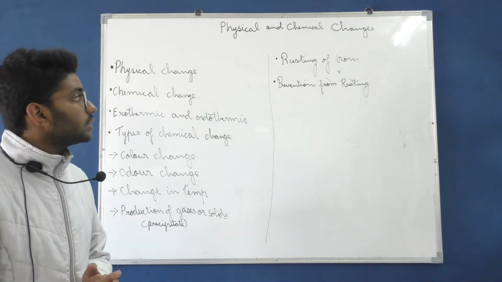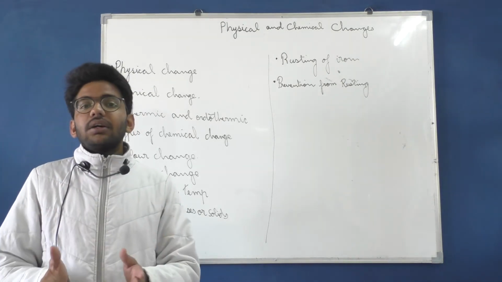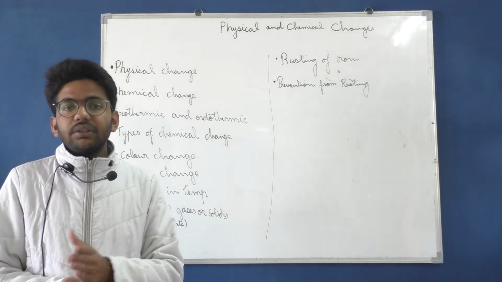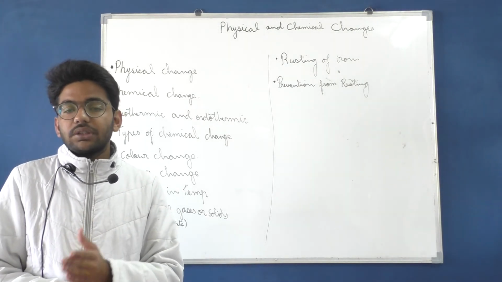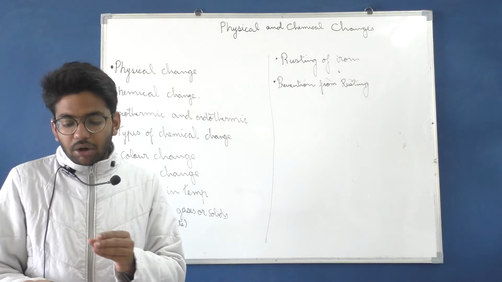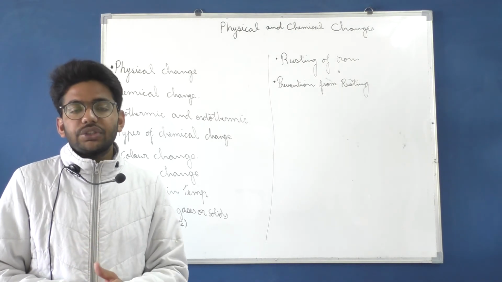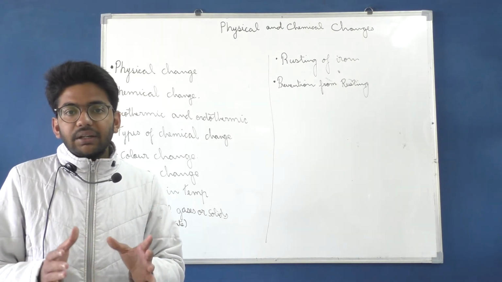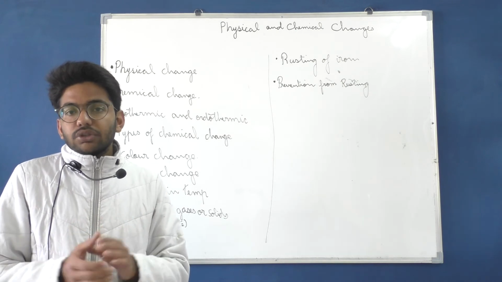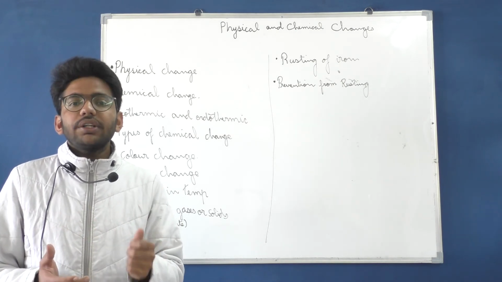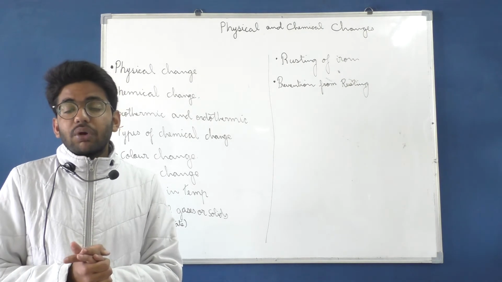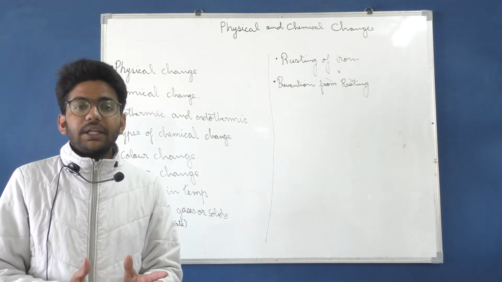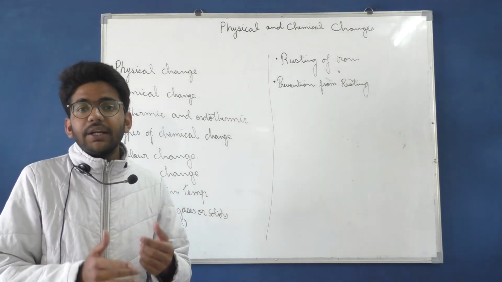Now what is rusting? If iron comes in contact with moisture and oxygen, then it forms rust. It eats away the metal. Oxygen and moisture both combine with iron and form rust. Rust is a reddish powder which is formed. Now iron is a solid material, but if rust is formed, then it weakens.